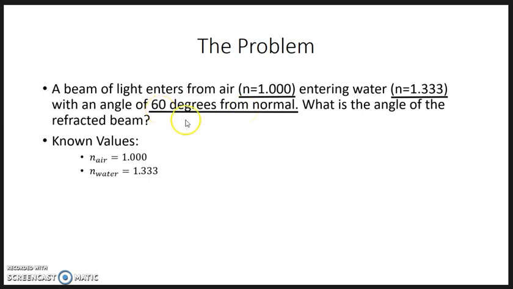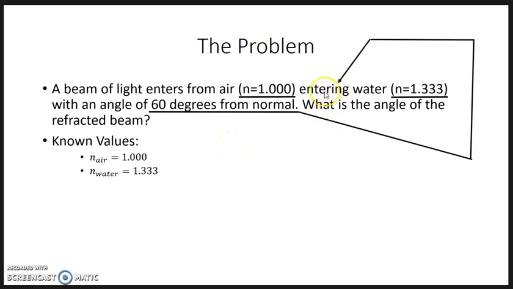Okay, now we may be asking what angle is this? So you have to read this with where it's talking about. It says that it is the 60 degrees from the normal when it's talking about the beam of light entering the water. So this is the angle that it's coming in at, not what it's leaving with, not what it's transmitted with. So we have our angle of incidence being 60 degrees.